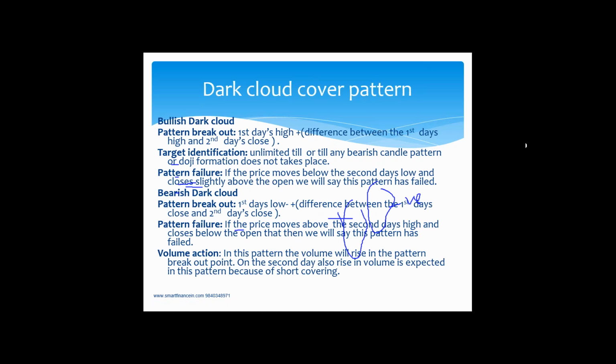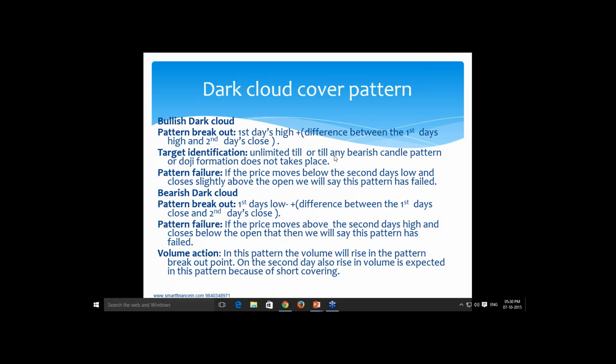So these two also have a specific rule. Pattern breakout: first day's high plus the difference between the first day's high and the second day's close. So this is the arithmetic of pattern breakout in bullish dark cloud cover. Target identification is unlimited till any bearish candle pattern is formed. Pattern failure: if the price moves below the second day's low and closes slightly above the opening, then we can say that this pattern has failed. Or any star formation or inverted hammer formation, then also the pattern is a failure.